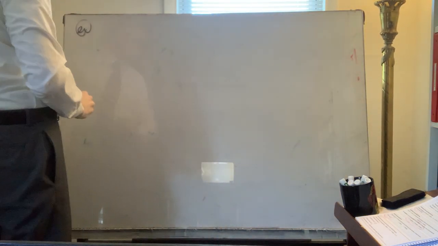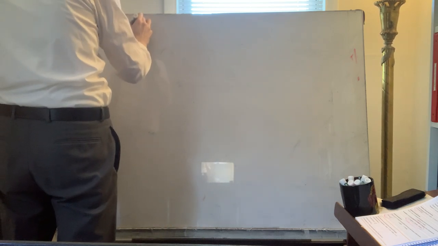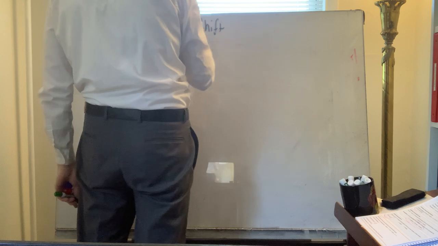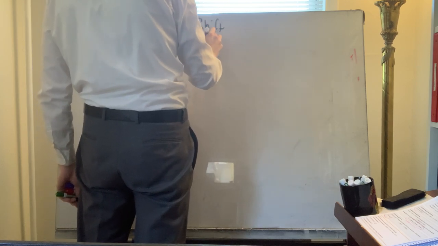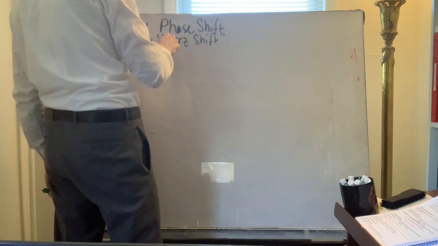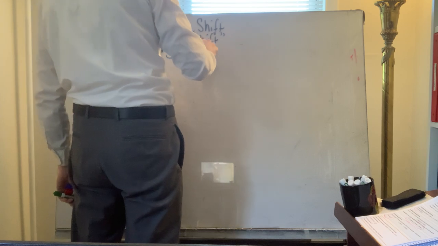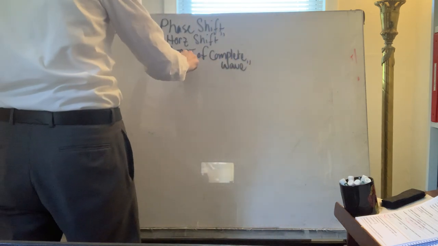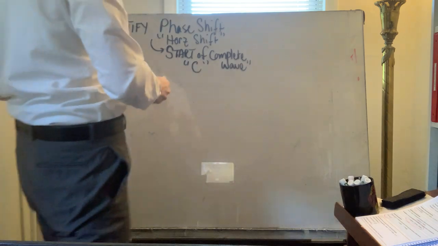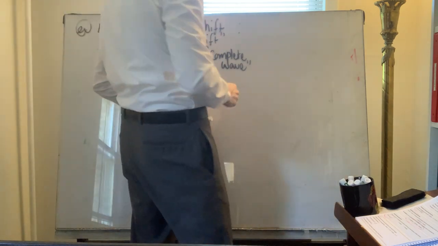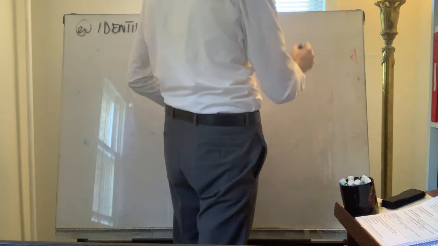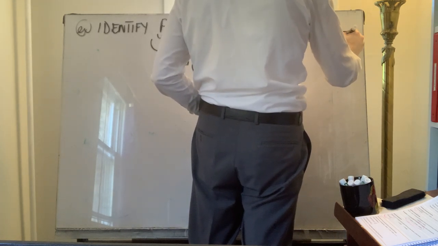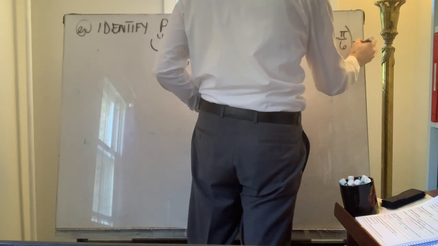Let's do this. We're going to identify now the phase shift, which is the same as the horizontal shift. Basically, we're looking for the start of a complete wave, that position known as C. Given this example, if you have a sine function and the guts look like this, x plus pi over 6, and I'm squeaking this in here, plus 2.